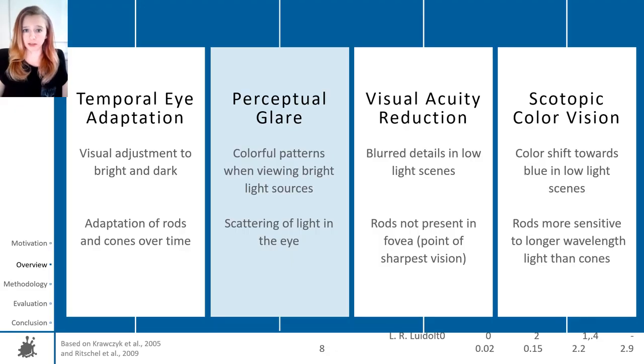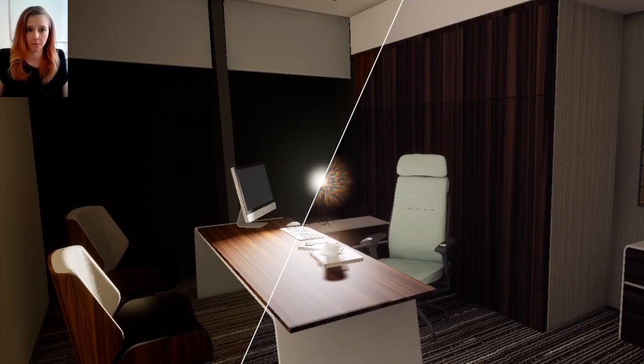Secondly, we simulate the glaring effect we perceive when looking at bright light sources. This phenomenon is caused by the scattering of light inside the human eye. Here we see a comparison of a standard bloom to our perceptual glare.